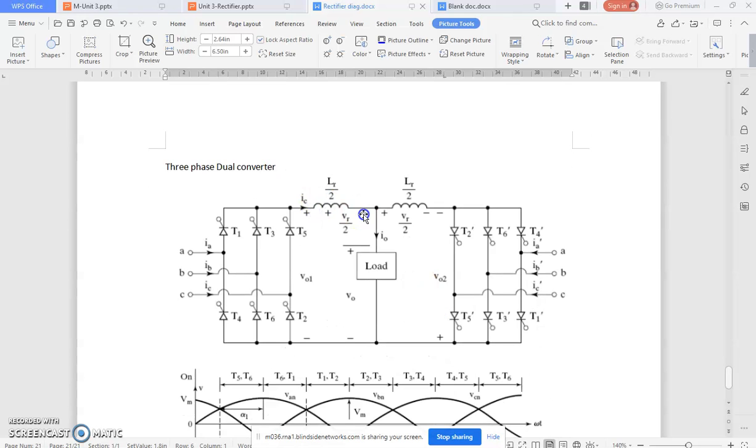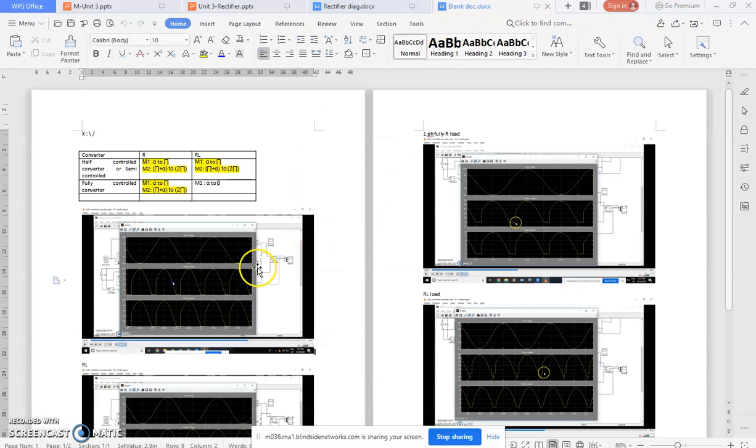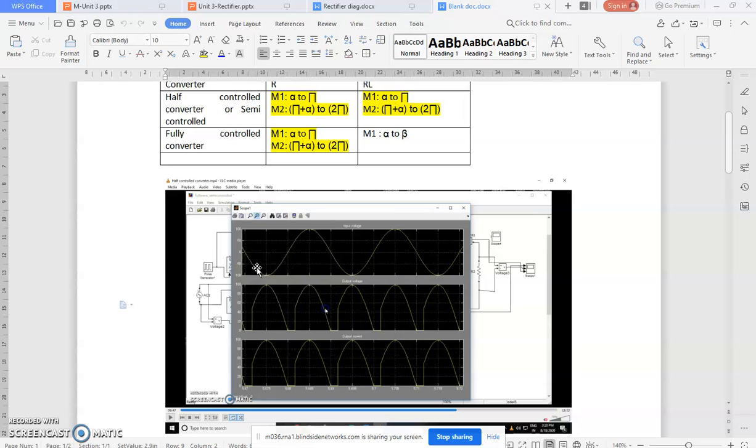See here, inductance is used. Inductance used means that is called circulating current. Circulation is possible to flow through this one as well as this one. That's all about the first major point. Then the second one, which is important.